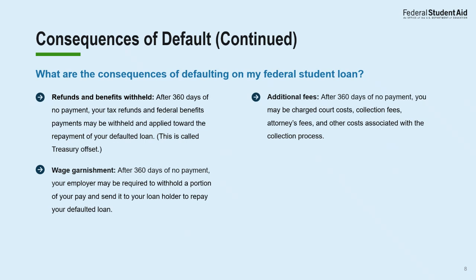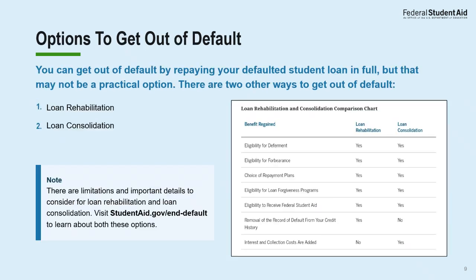So as you can see, we want to make sure that you are aware of these consequences, but most importantly, we want to provide you options in case you are at risk or if you feel like you are currently in a missed payment period. So let's talk about some options to get out of default. So, as we said, one of the consequences is that your full payment will be due. So, one of the clear ways to get out of default is to pay the full amount of your unpaid balance.